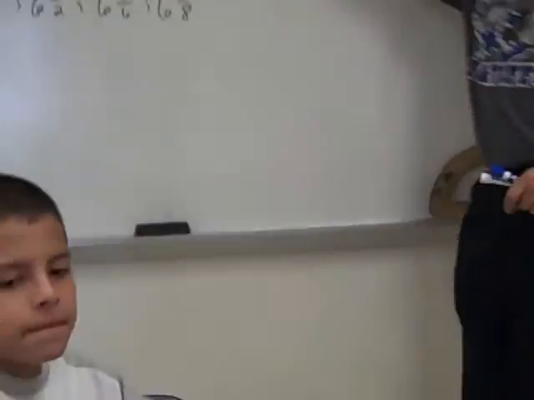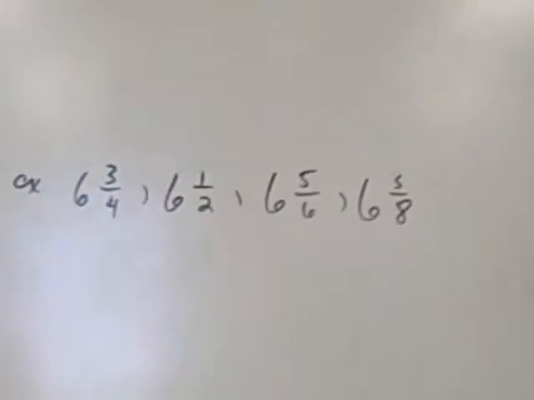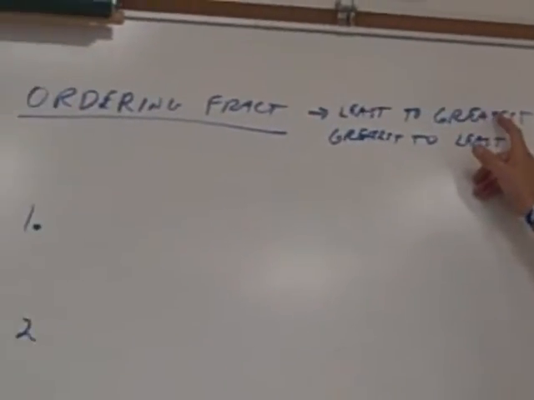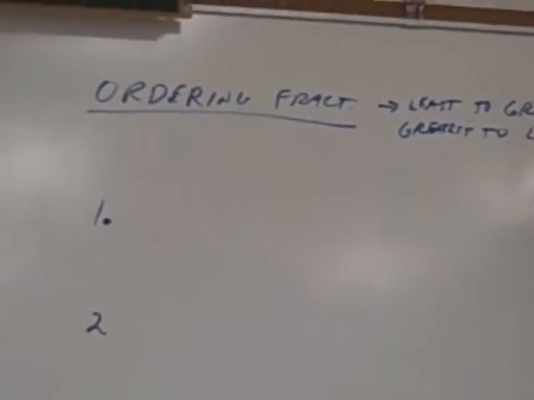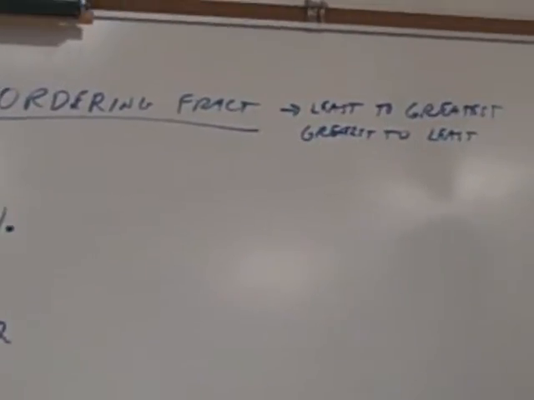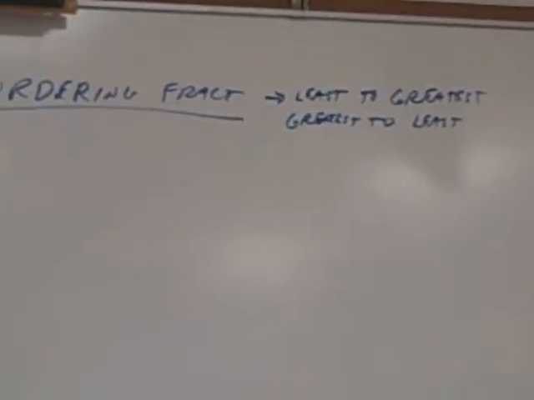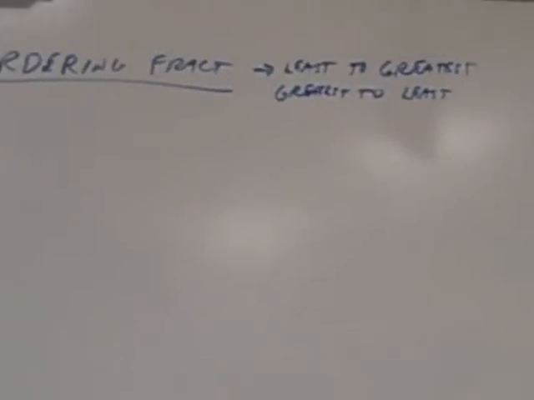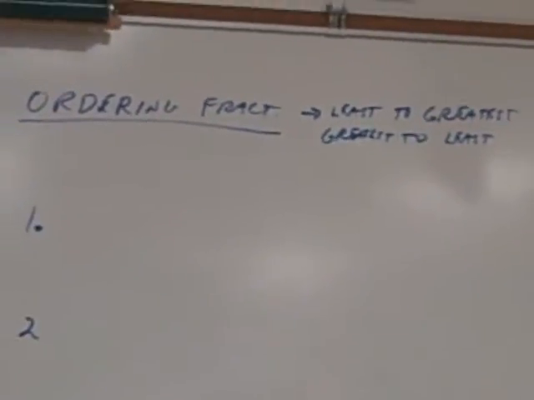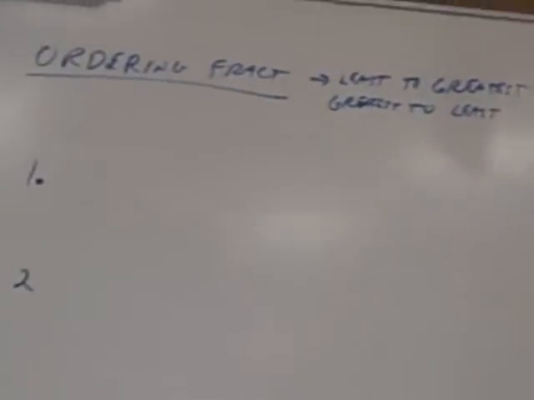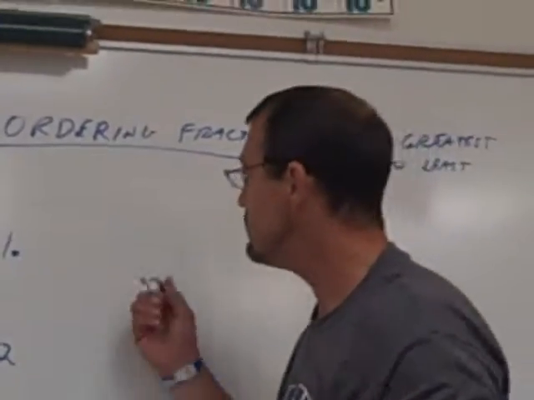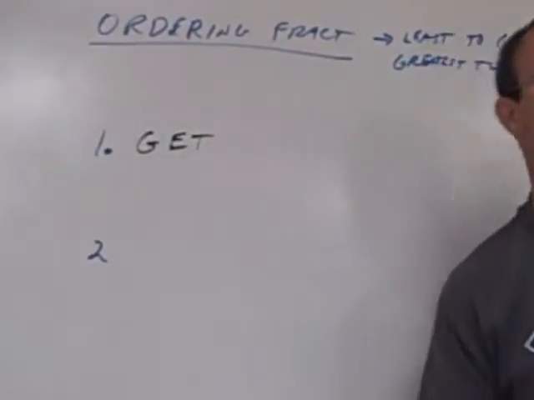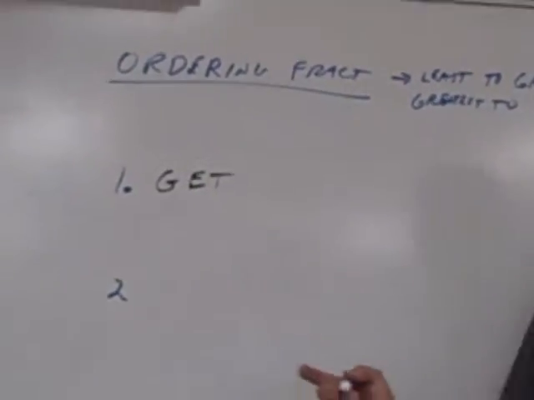Now, let's take a bunch of fractions and let's put them in order, from least to greatest, or greatest to least, depending on what it's asking for. Now notice, do you see the word shortcut up there? Nope, ain't no shortcut on this one. So, let's just go through the tough old math.